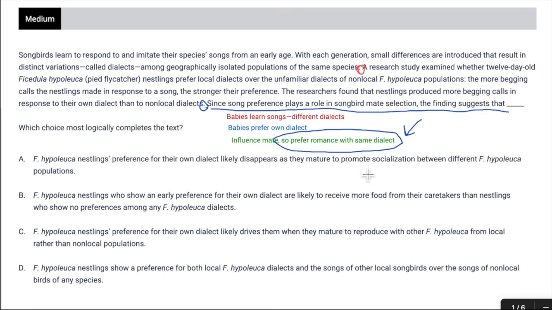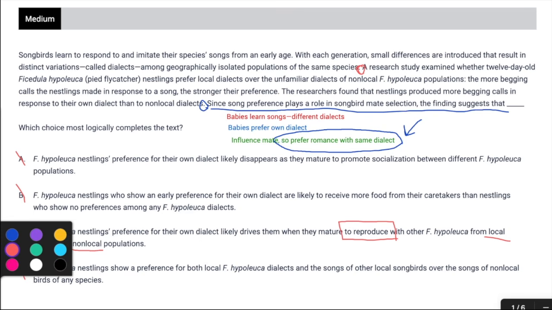Choice A doesn't say anything about romance or a mate. Choice B doesn't say anything about romance or a mate. Choice C says preference likely drives them when they mature to reproduce with these other birds from local rather than non-local populations. That would be the romance that I'm talking about. And it's mentioning local rather than non-local. So it doesn't quite say dialect, but it does say that the dialects are based on where they live. So this matches up with my prediction. Choice D, again, says nothing about romance or finding a mate. So by process of elimination, it's choice C, which is my correct answer.